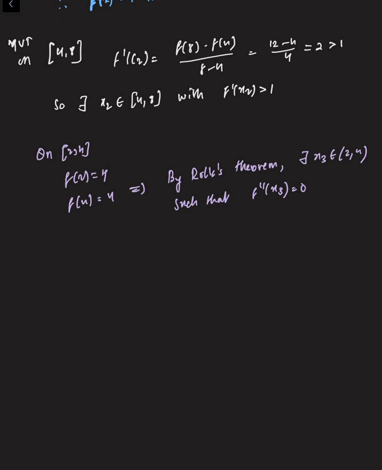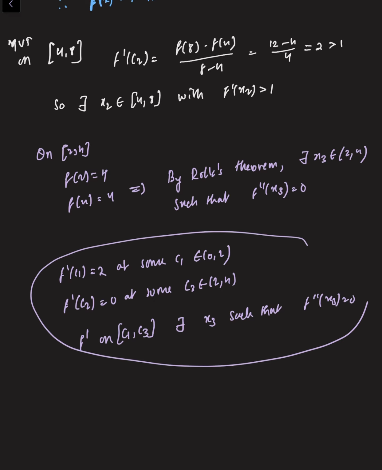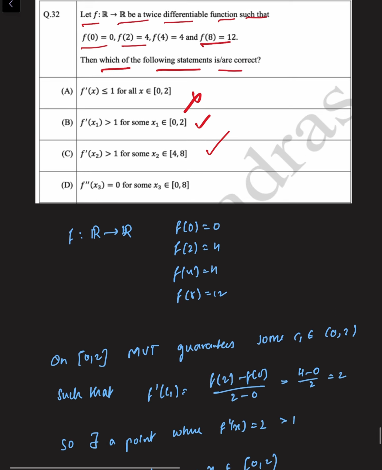So basically this Rolle's theorem gives that f double dash of x3 is 0, but f is twice differentiable. So if we consider f dash of c1 is 2 at some c1 belongs to 0 to 2, and f dash of some c3 is 0 at some c3 belongs to 2 comma 4, now if we use Rolle's theorem on this f dash on the interval c1 to c3, there exists x3 such that f double dash of x3 is equal to 0. So therefore we can also say that option D is also correct. So the correct answer would be B, C, D.